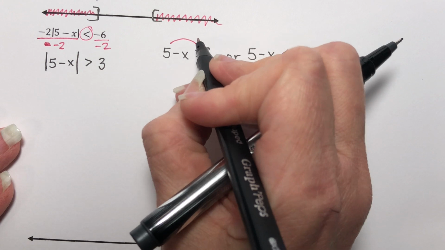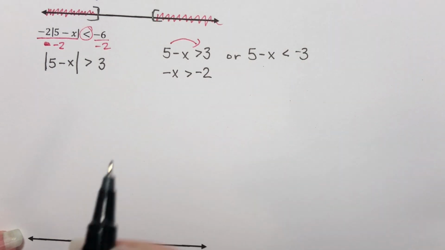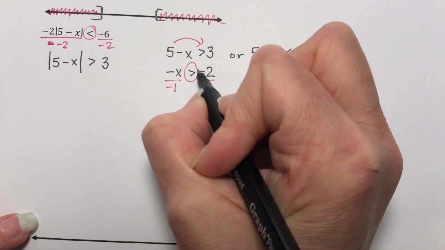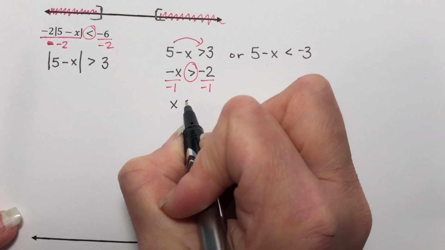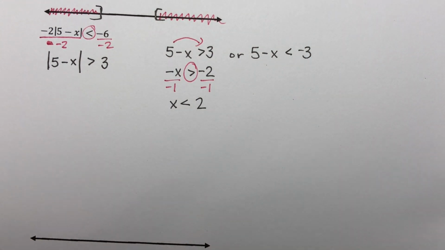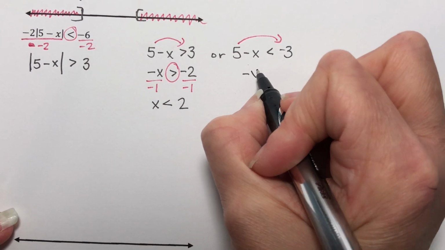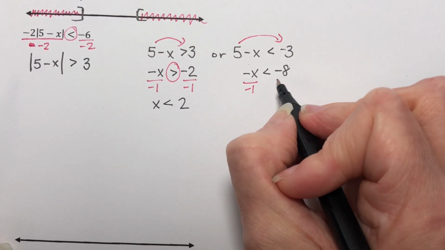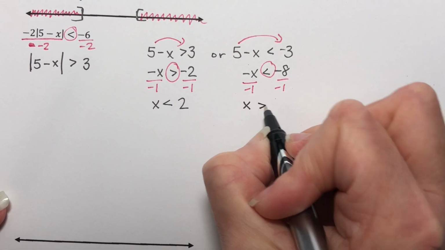All right, so here I'm going to subtract 5 from both sides, and I get -x is greater than -2. Now, technically here I need to divide both sides by a -1, and since I'm dividing by a negative, I have to flip that sign around. So again, I'm flipping that sign, and I get x is now less than 2. Okay, here, subtract 5 from both sides. I get -x is less than -8. Divide both sides by a -1. And again, flip that sign around. And I get x is greater than 8.